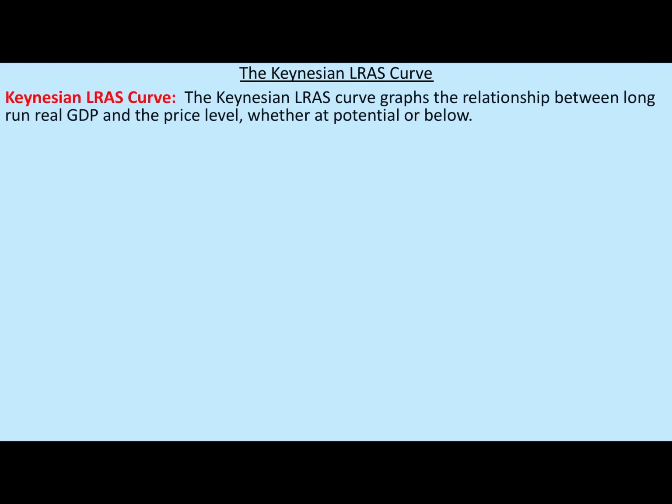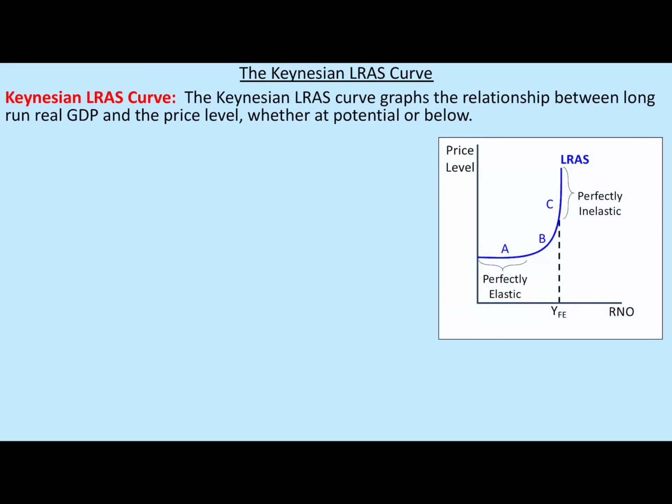So, the Keynesian LRAS curve graphs the relationship between long-run real GDP and the price level, where it's at potential or below. And this is what it looks like. It's got this weird curve shape.